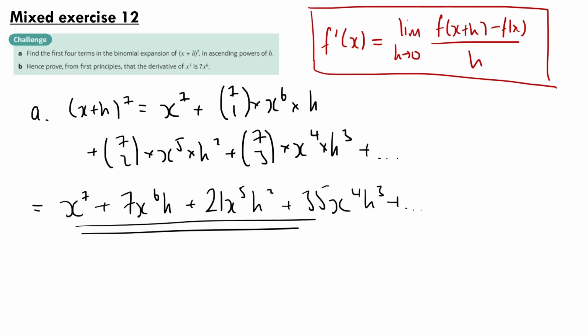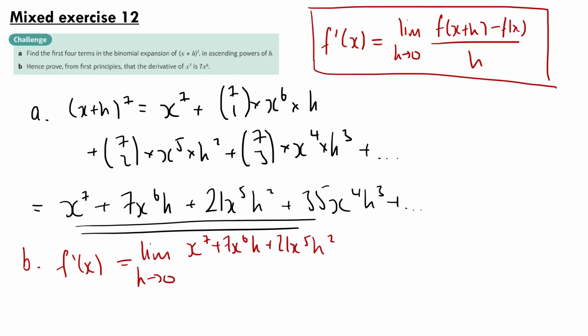Okay, so part B, we know what (x+h) to the power 7 is, so we can plug that into our formula. So we've got the limit as h approaches 0 of x to the power 7 plus 7x to the power 6 h plus 21x to the power 5 h squared plus so on and so on. And then minus f(x), which is x to the power 7, all over h.